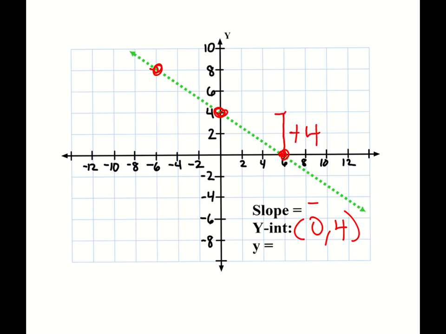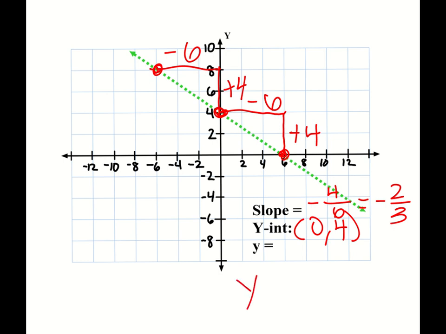Then when I go over this direction, it's going to be 2, 4, 6. So a negative 6. Same thing here, I'm going to count by 2s. 2, 4. Then I'm going to go over negative 6. So my slope is rise of 4 over 6, so negative 4/6. I'm going to simplify that. 2 goes into both of them, so I would get negative 2/3. So my equation is going to be y equals negative 2/3 x plus 4.